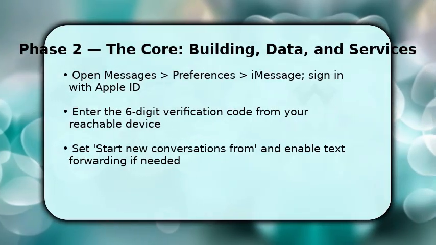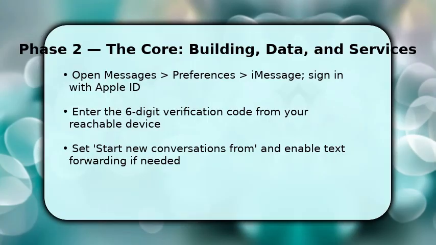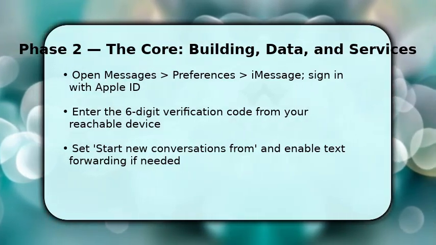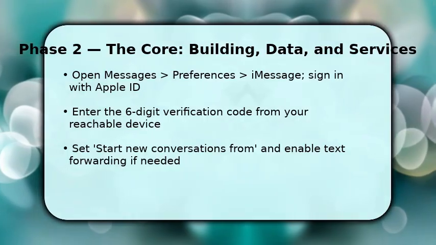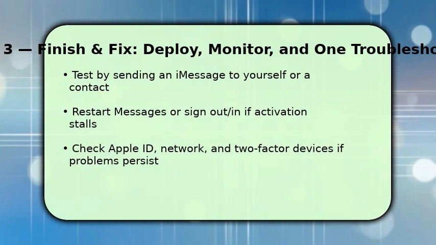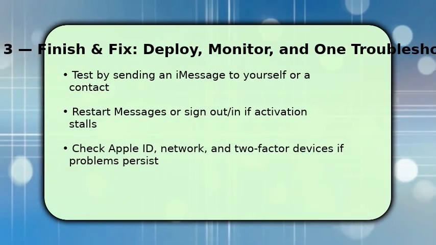If you need SMS relay, enable text message forwarding on the device that received the code, or use another Mac signed into the same Apple ID. Finish by sending a test iMessage to verify both sending and receiving work. Try a conversation with another iMessage user.